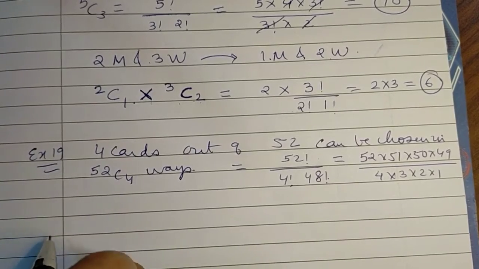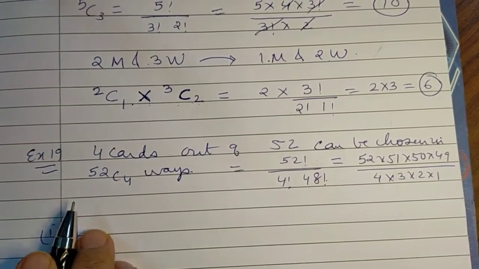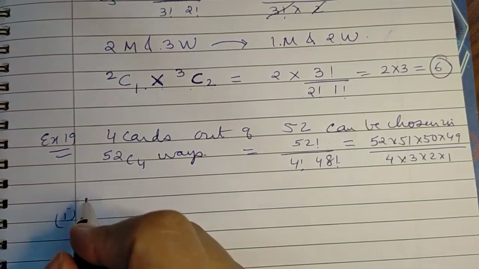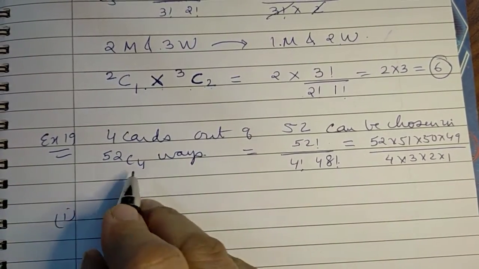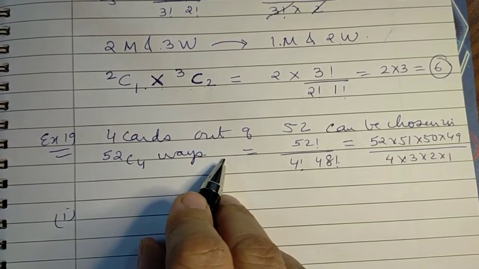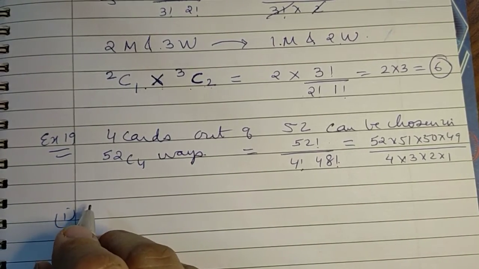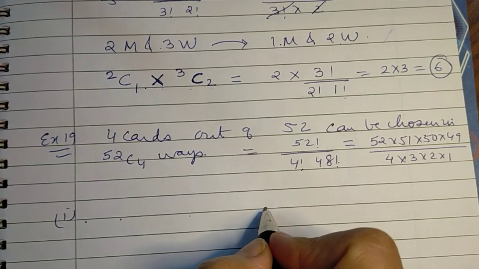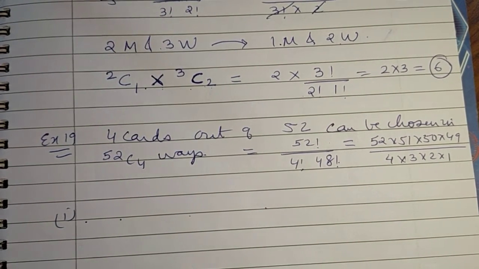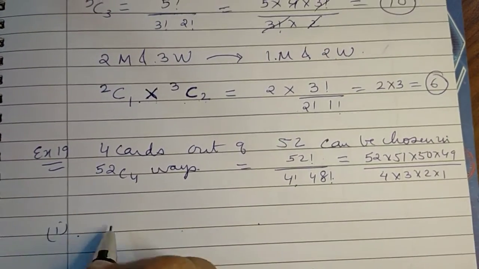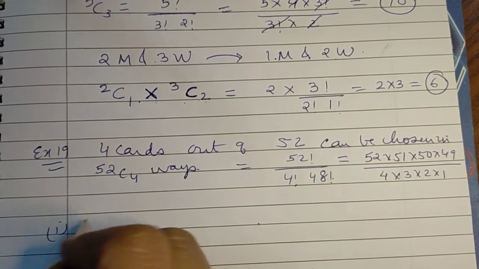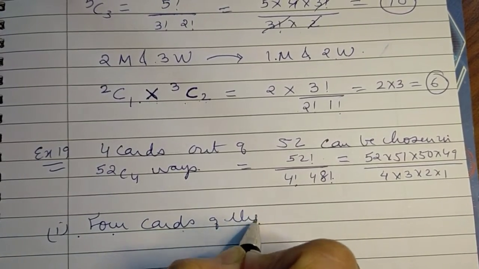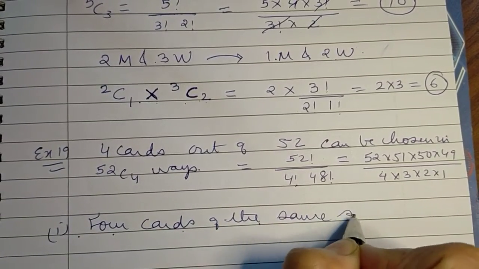Now the first part says 4 cards of the same suit. We know that there are 4 suits in the set of playing cards. That is, we have our spades, we have clubs, we have diamonds, we have hearts. So now the 4 cards could be of the same suit. So basically we have 4 cards of the same suit.